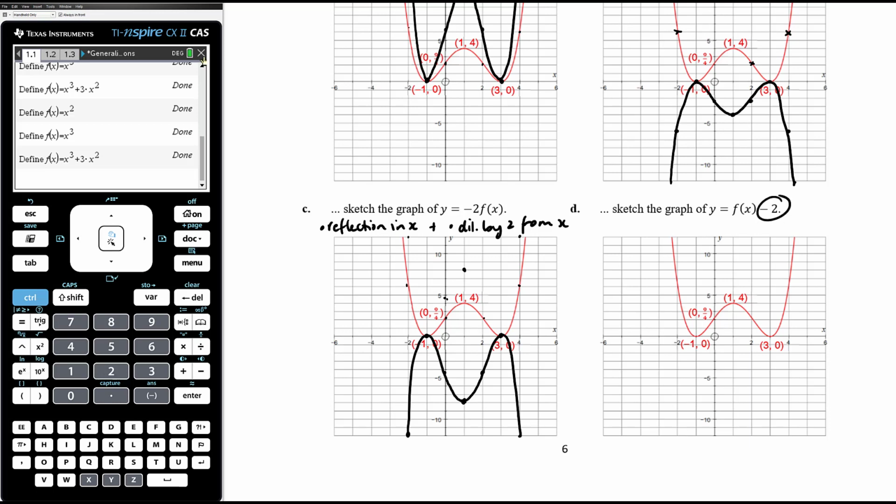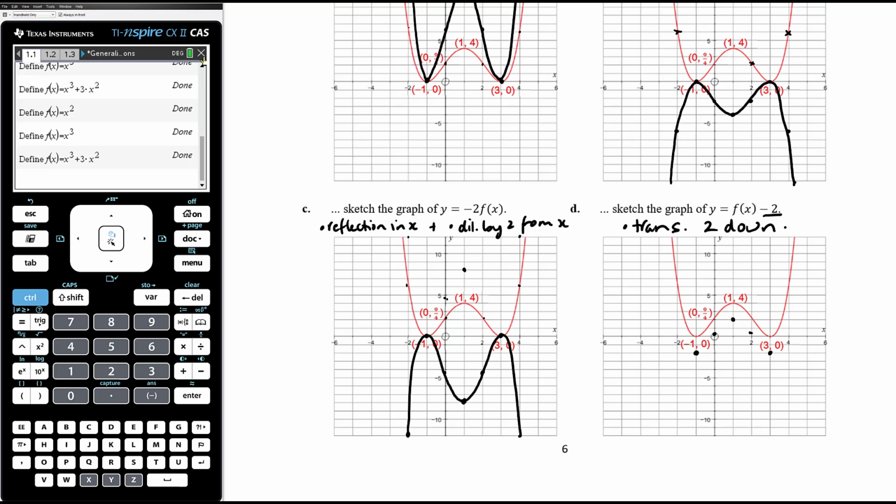Then we want to sketch this graph here. So we've got f of x minus 2, so that's a translation, subtracting 2 from the whole function, translation 2 down. So we're going to take each point and move it down by 2. So 1, 4 goes to 1, 2, 3, 0 goes to 3, -2, -1, 0 goes to -1, -2, 0, 9 on 4. 9 on 4 is 2 1/4, so it's going to go down to 1/4.